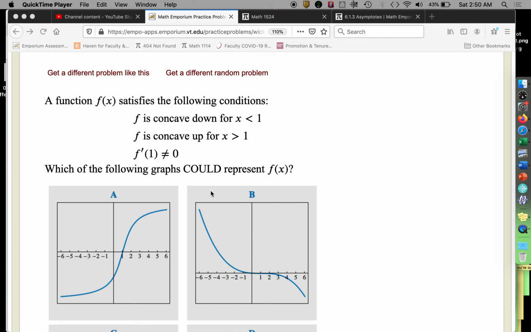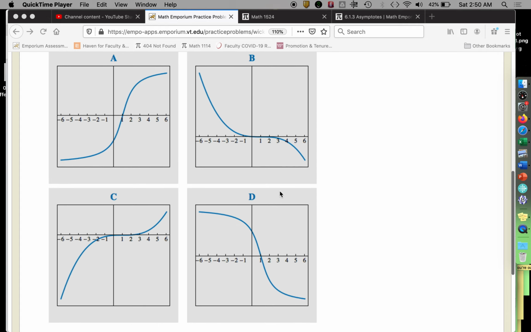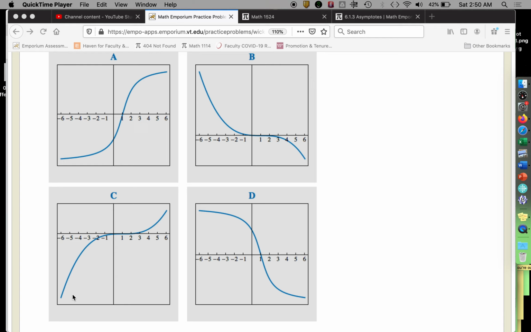Graph B is concave up on the left side, and then concave down on the right side, so it's not graph B. Graph C is concave down initially, and then it switches to concave up. So C is in the running based on those first two statements. And D is concave down when x is less than 1, because here's x equals 1, and then it's concave up after. Alright, so it's either graph C or graph D.